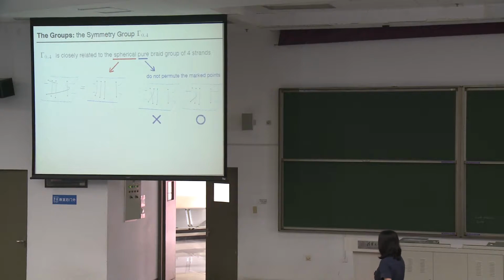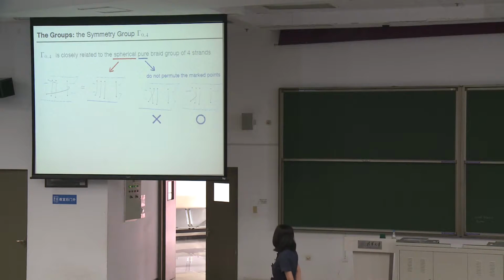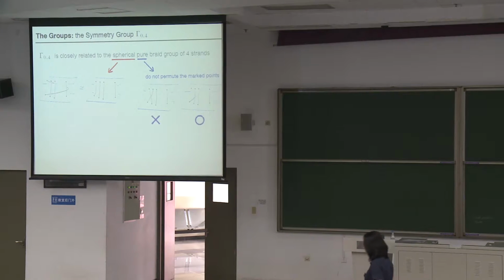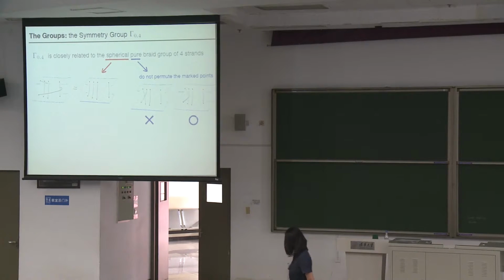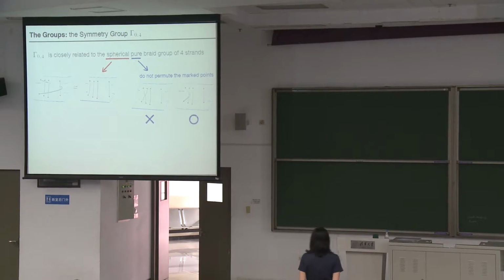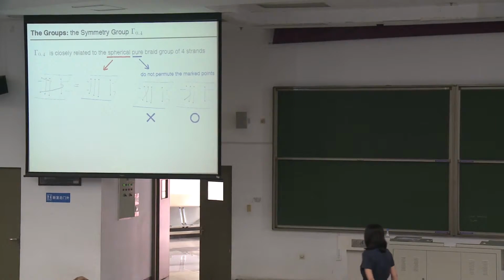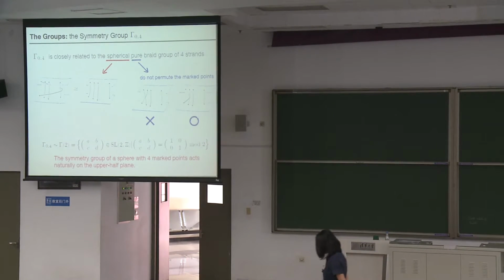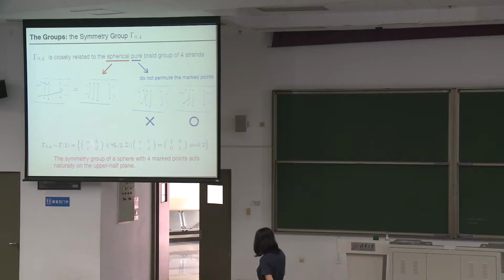And the adjective spherical just means that we keep track of the fact that the endpoints of the strands live on the sphere, and hence this kind of braid we can simply unwind. And pure just refers to the fact that we take the 4 points to be distinguished, and hence we do not allow permutation of the marked points.